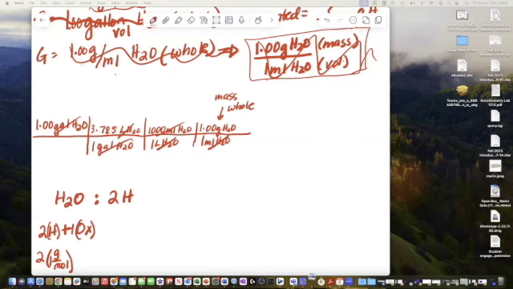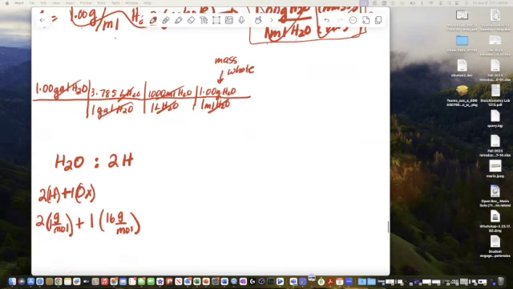There. 1 gram per mole plus 1 times 16 grams per mole. Okay. So from the water, we're getting 18 grams per mole. And that goes with the hydrogen is just going to be 2 grams per mole.